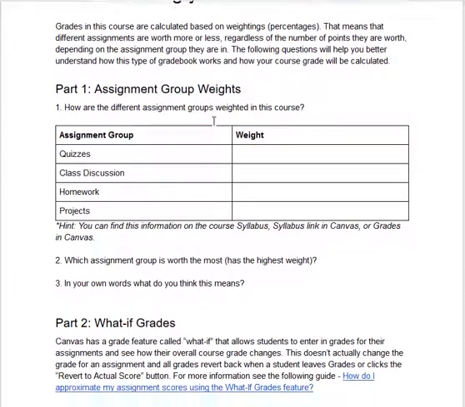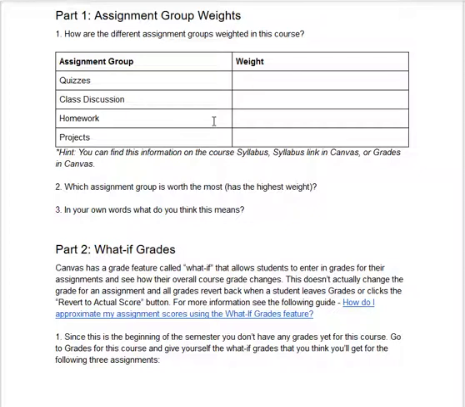So the first thing is that I've noticed a lot of students don't understand what the different weights are for the assignment groups. So for this one, you would just want to enter in your different assignment groups. So customize this for your assignment groups.